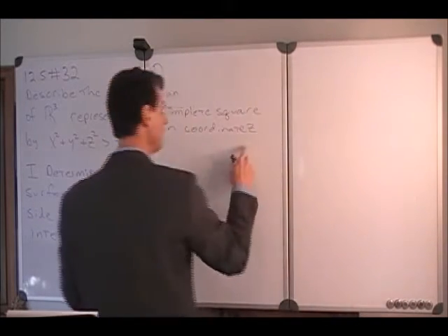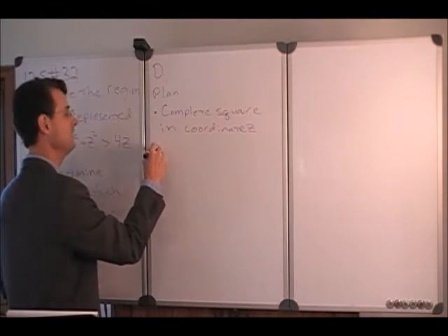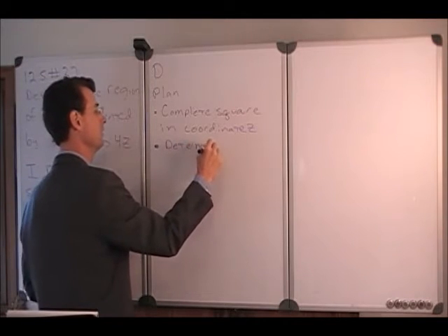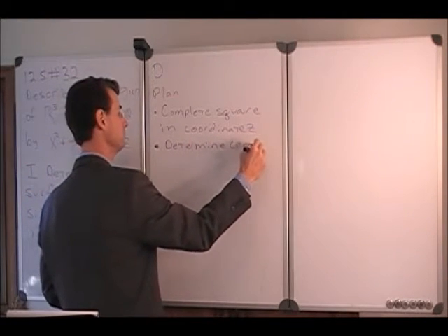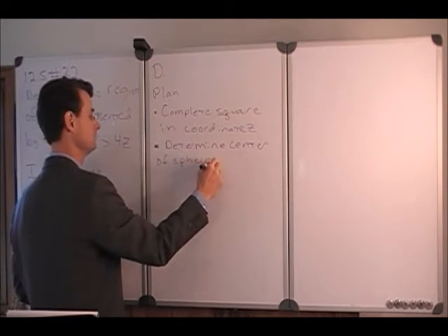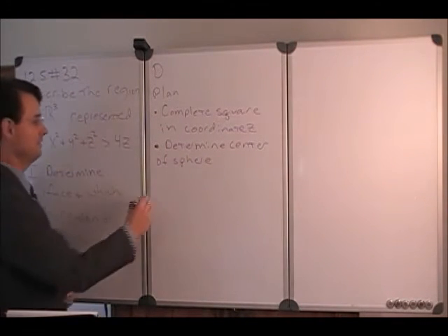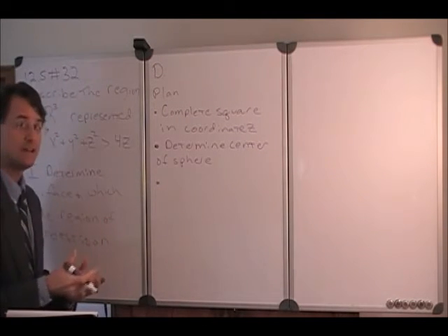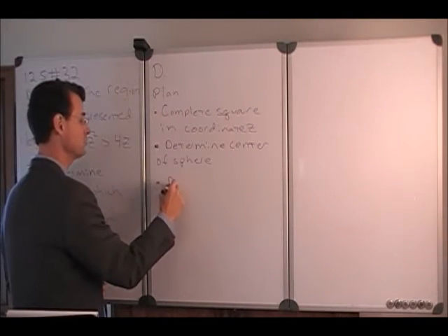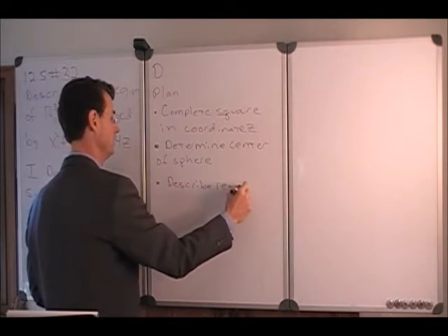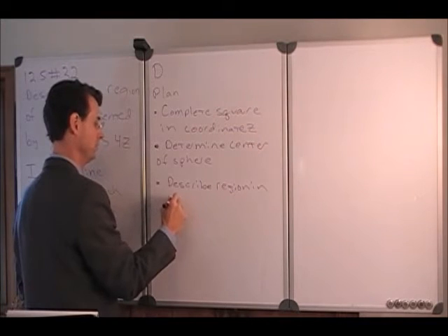So we're completing the square in the coordinate z, and this is going to help us to determine the center of the sphere. And then we need to think about, are we inside or outside of the sphere, and we need to describe the region in words.